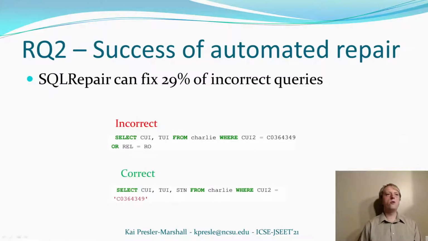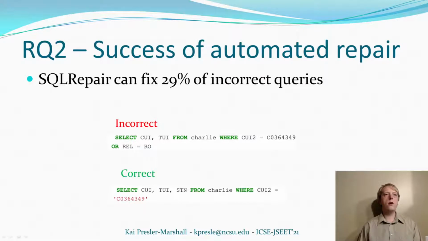Next, for RQ2, the quality of our automated repairs. We find that SQLRepair can fix about 29% of the incorrect queries that students wrote, covering both syntax and semantic errors. And additionally, we see that about 82% of the repaired queries, the vast majority of them, require multiple distinct repair operations to be performed in order to correct the query. And we have an example of what that looks like here, with an incorrect query from a student up top and a fixed version from SQLRepair at the bottom.